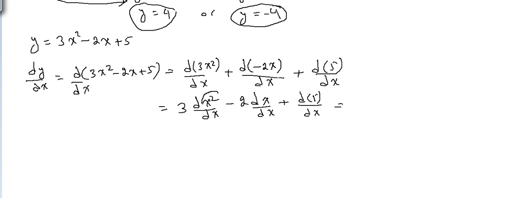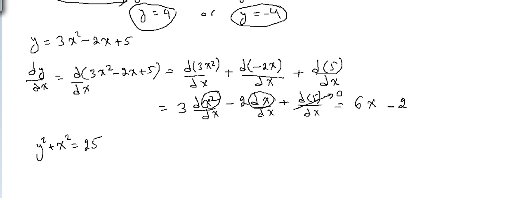What is the derivative of x squared? It's 2x times 3, it's 6x, minus the derivative of x, which is 1, times 2, it's 2, and plus 0, because the derivative of a constant number with respect to the variable x is 0. While if we want to derive this equation, y squared plus x squared equal 25 that we had up there.